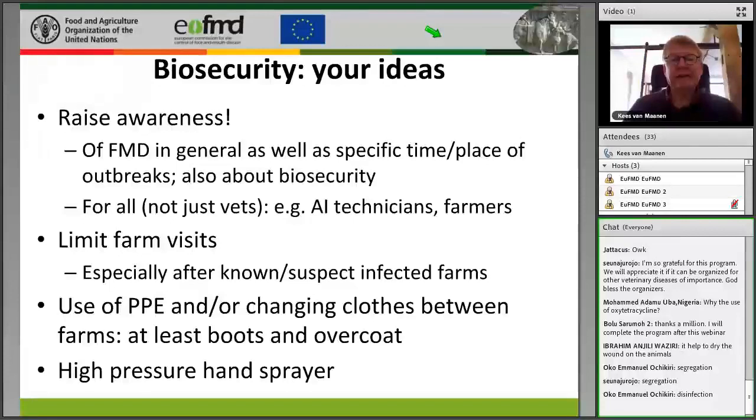So like AI technicians and farmers. Limit your farm visits when you know that there is an FMD outbreak in the area, especially after you have visited known or suspect infected farms. Use personal protective equipment and change your clothes between farms, at least boots and an overcoat, or something like an apron. It doesn't have to be double Tyvek suits all the time.